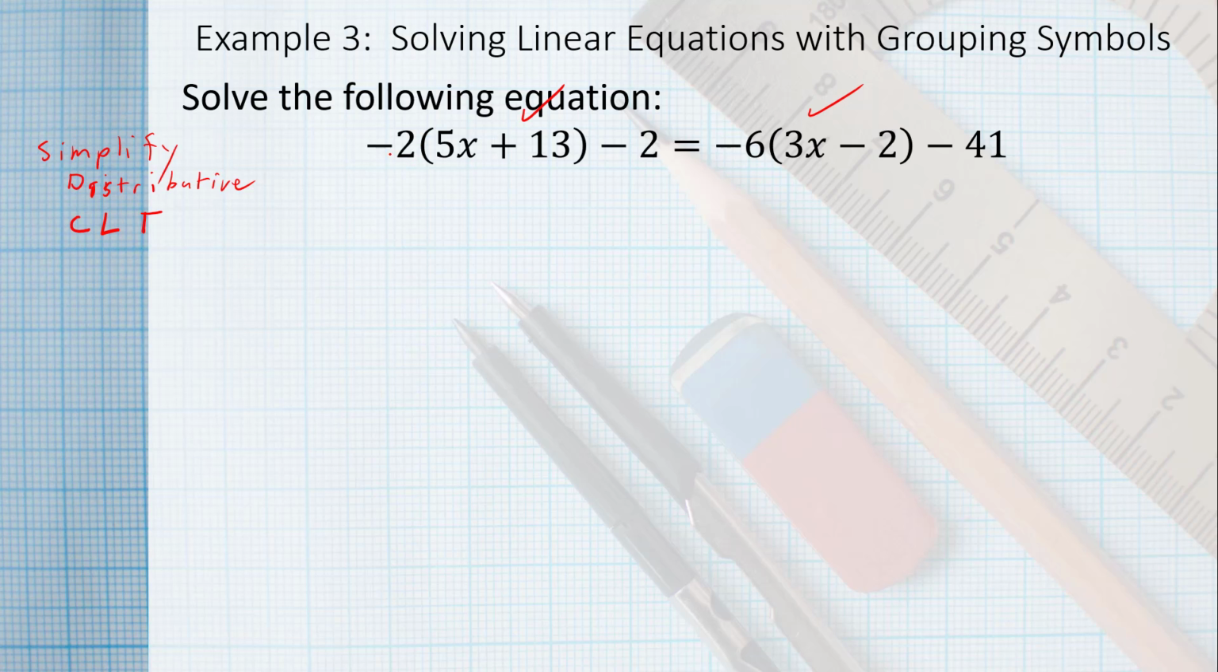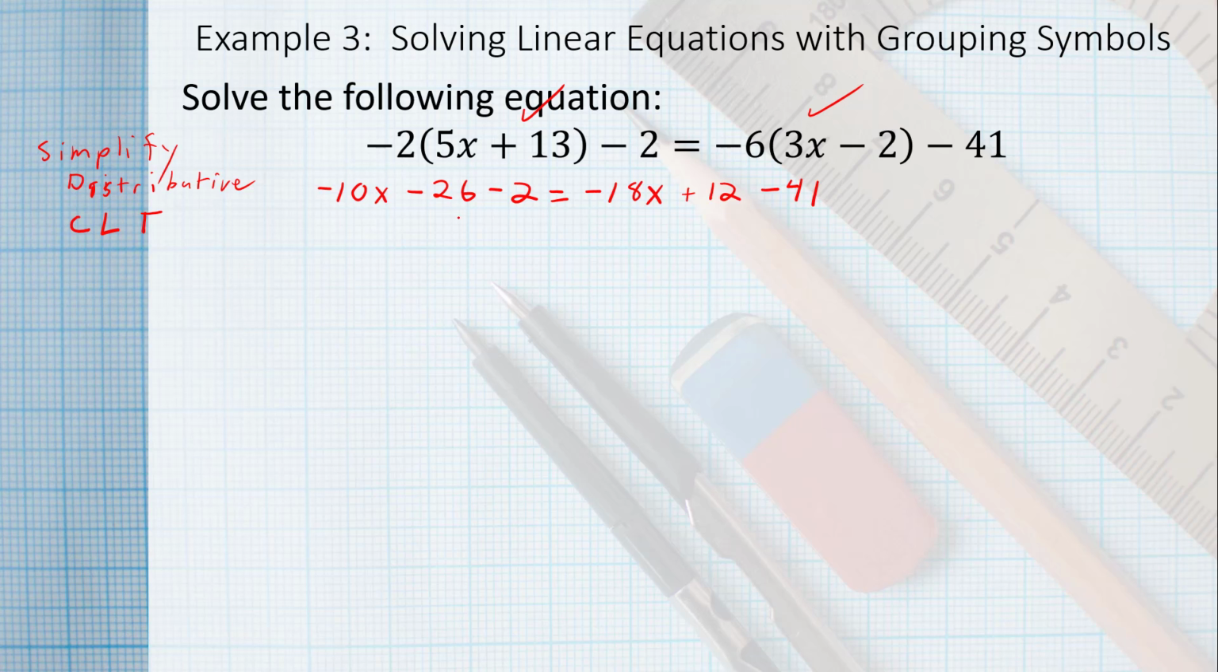Okay, so let's distribute. To do that, we're going to multiply -2 by this term inside the grouping symbol, and then by this term inside the grouping symbol. So that will be -2 times 5x, which is -10x, plus -2 times 13, which will be -26, minus 2, equals. Now, once again, we have to distribute here. -6 times 3x will be -18x. And then -6 times negative 2 will be positive 12 minus 41.